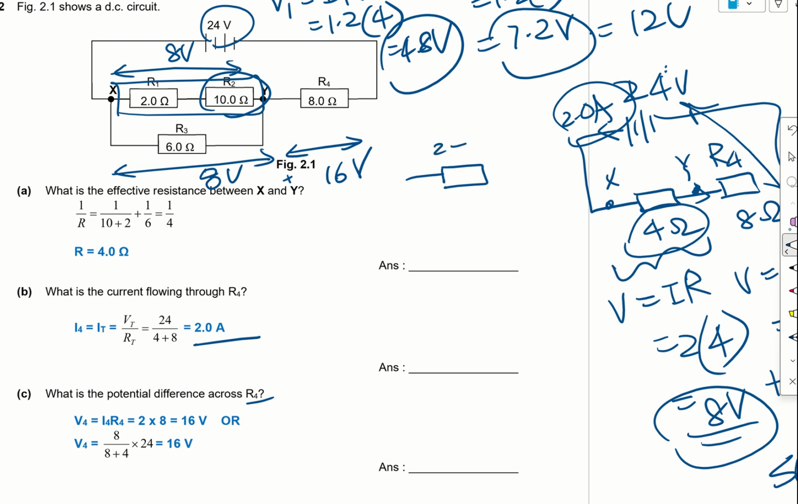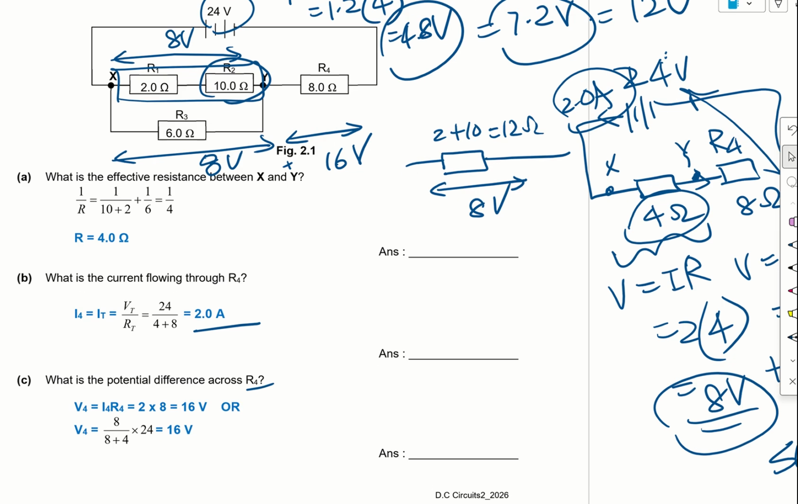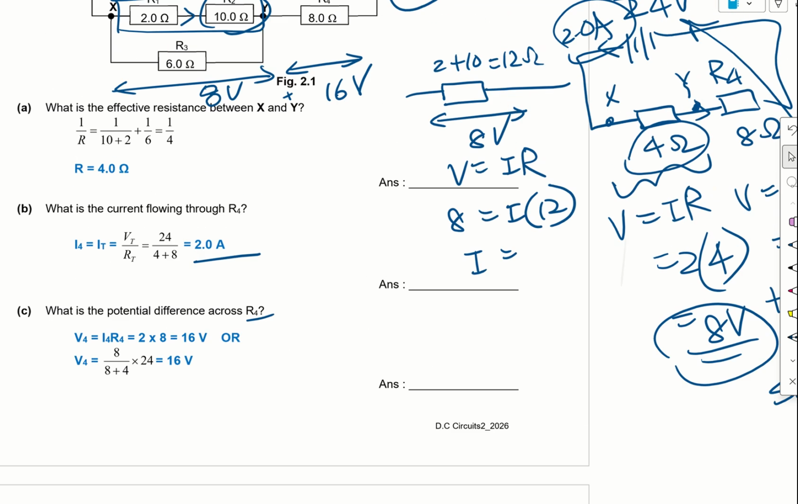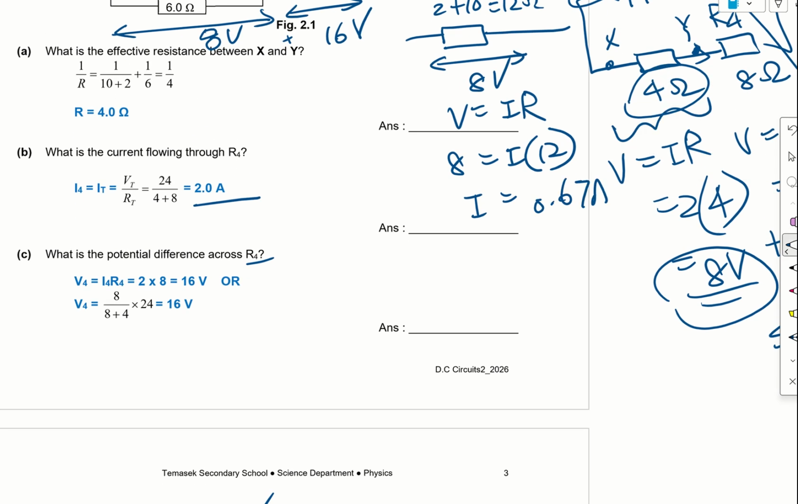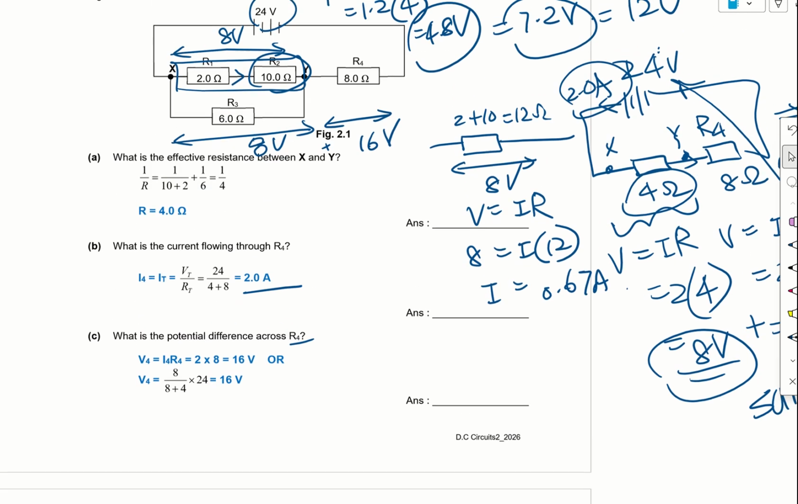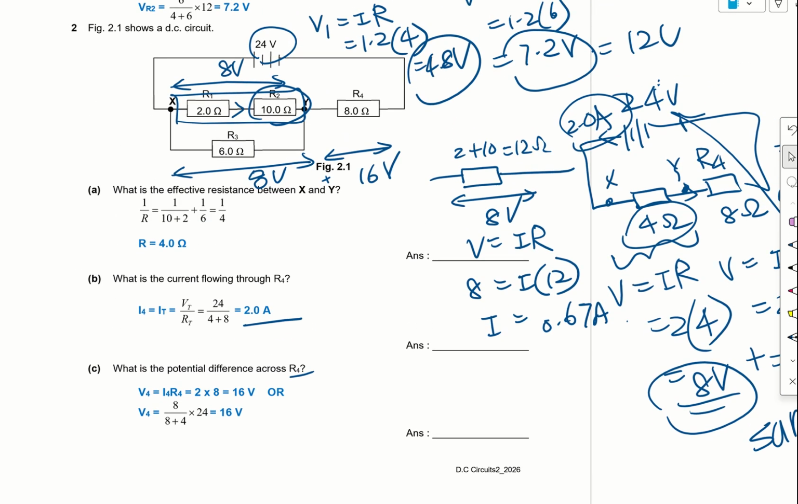Okay, now if I were to just consider the top part of this parallel circuit, the effective resistance is actually 2 plus 10 equals 12 ohm. Okay, and I know that the potential difference across this 12 ohm is 8 volts. Therefore, I can then find the current through the top part by using V equals IR. My V is 8, my I is unknown, my R is 12, because it's the sum of the two resistors in the top half. So my I will be 0.67 ampere.